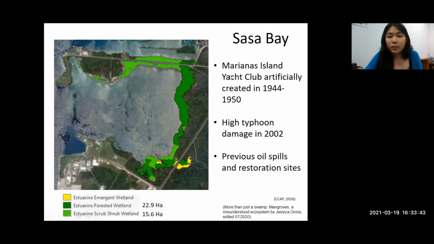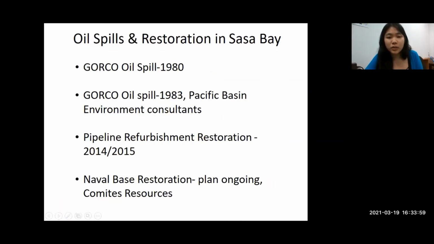So just a little bit more about this area. The Marianas Island Yacht Club was artificially created in 1944 to 1950. There was high typhoon damage in 2002, and there have been various oil spills and restoration sites. So we'll go through some of those past oil spills and restoration efforts.